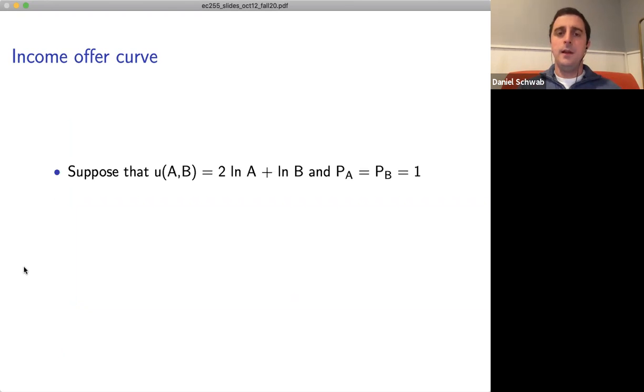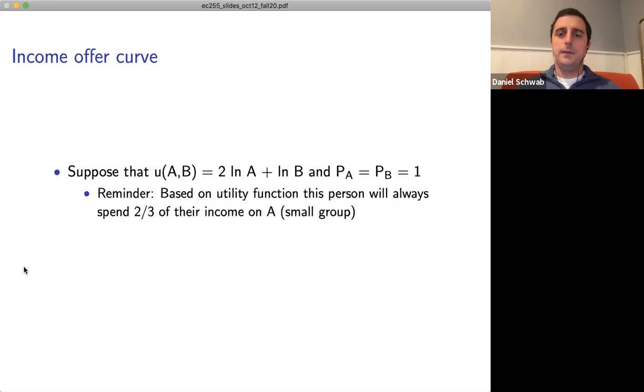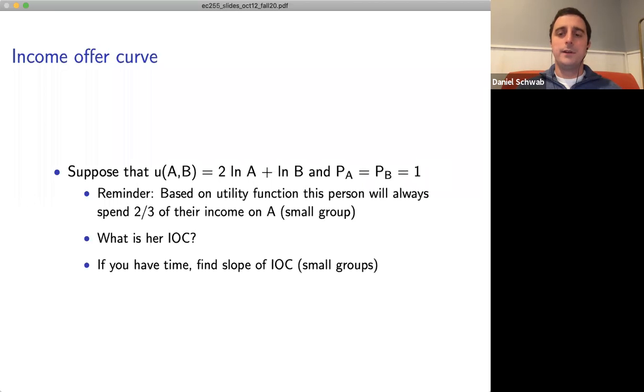So we saw this example during class. The idea here was that the utility of A and B is 2 times the log of A plus the log of B, and we just set both prices equal to 1 to keep life a little bit simpler. As a reminder, and this is a key hint for this problem, we saw earlier that based on the utility function, this person will always spend 2/3 of their money on apples. And then we asked, of course, what is this person's income offer curve?